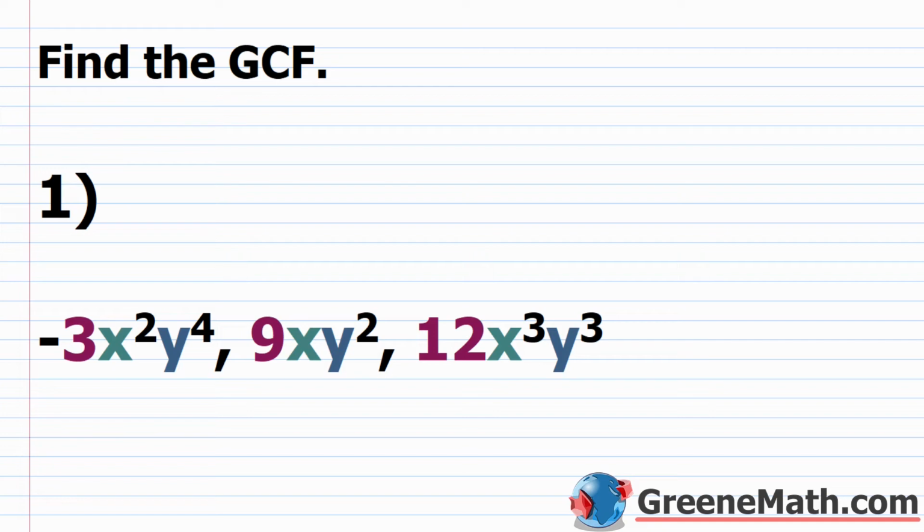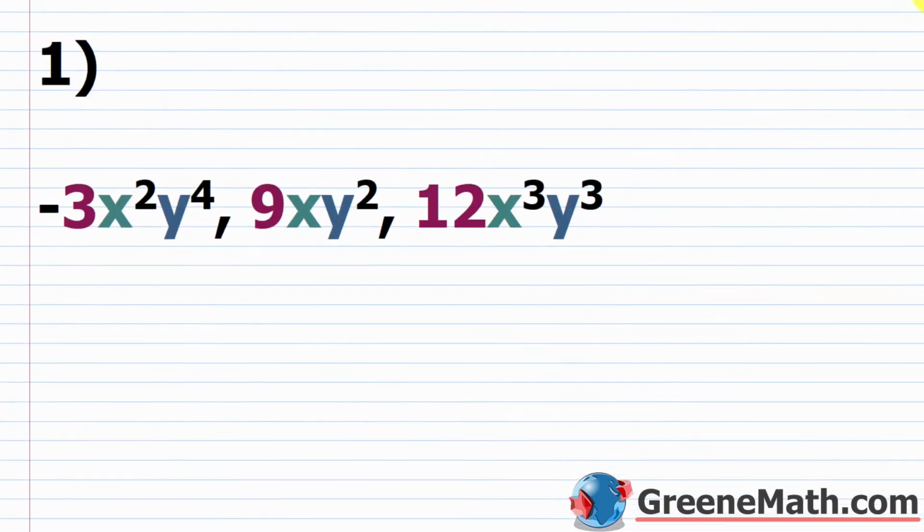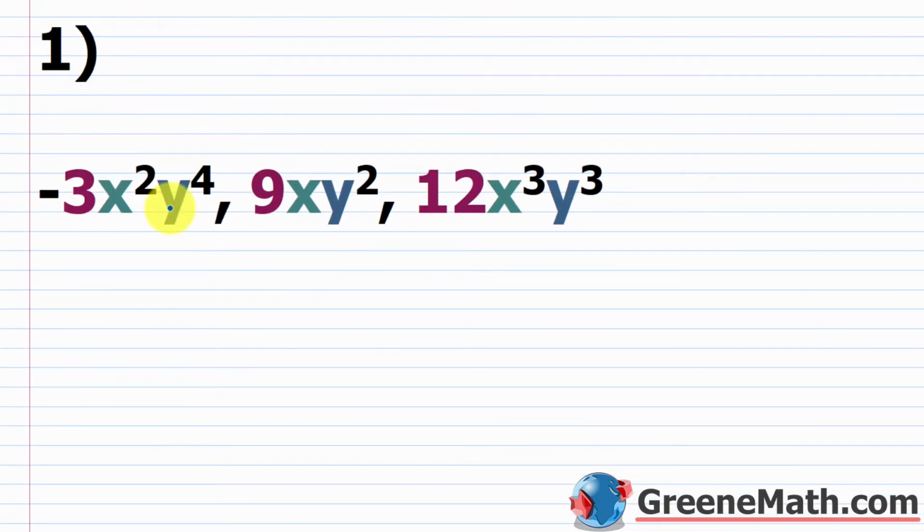All right, let's look at our practice test. So we're told to find the GCF, which just stands for the greatest common factor. Some people refer to this as the GCD or the greatest common divisor. So for problem 1, we're given these 3 monomials. And again, we're just finding the GCF. And then later on, we're going to be factoring it out.